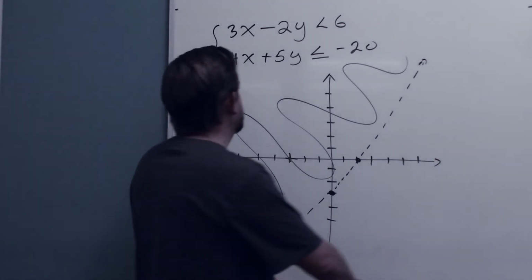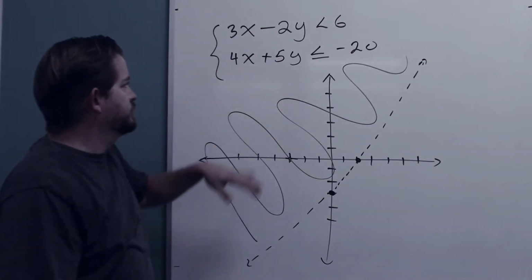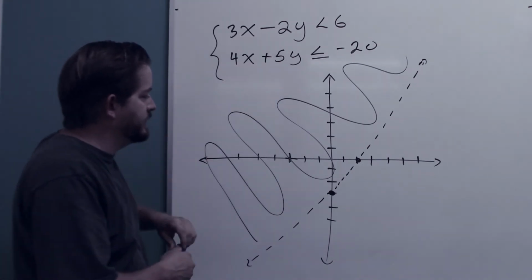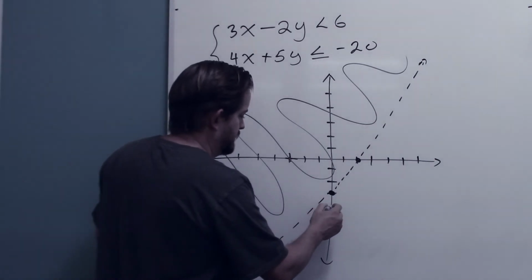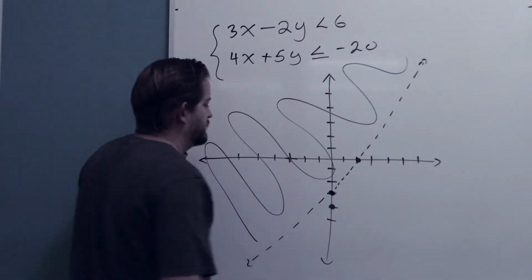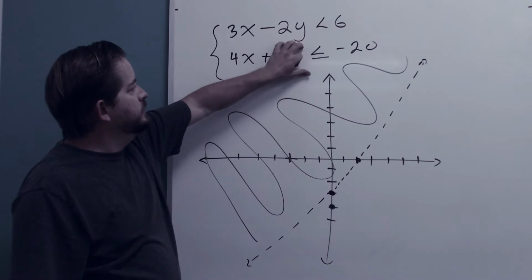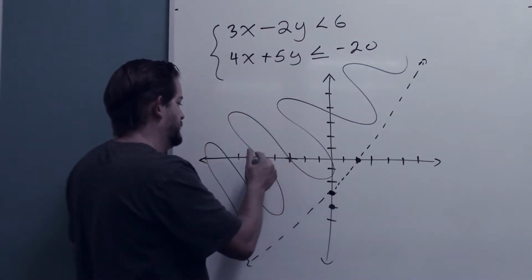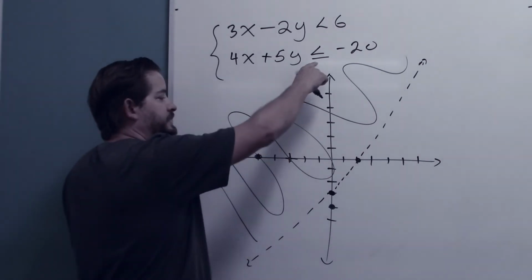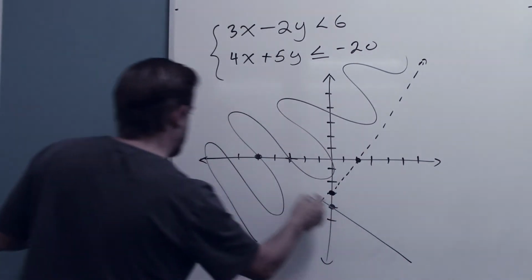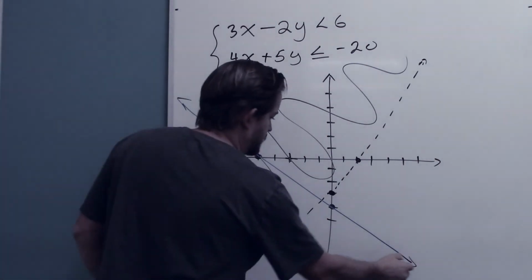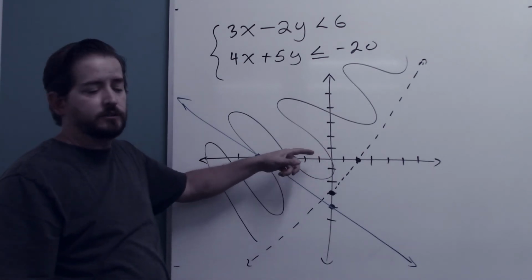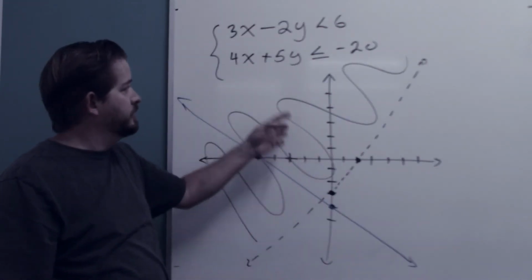Taking a look at the other equation, this one I can also do by finding the intercepts. If x is 0, divide each side by 5 and y is negative 4. If y is 0, divide each side by 4 and x is negative 5. This one is a solid line. And again, I'll check 0, 0. I can always check 0, 0 unless my line goes through it. So that's my default go-to.